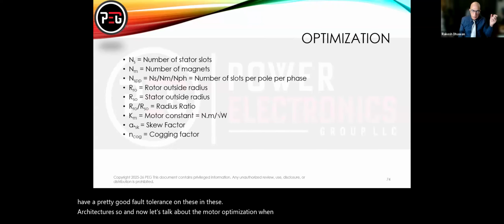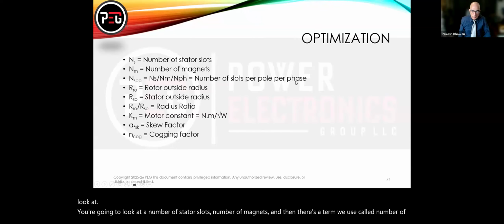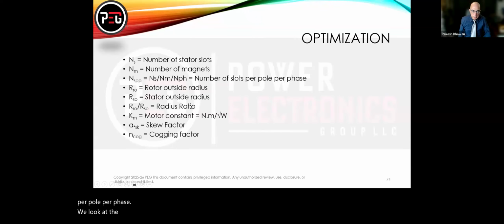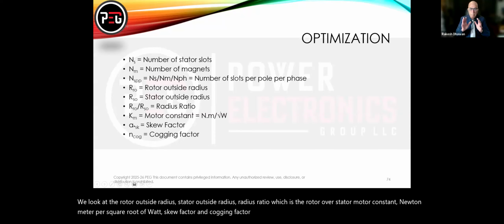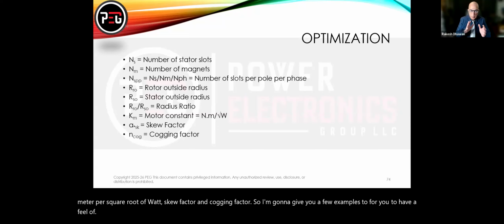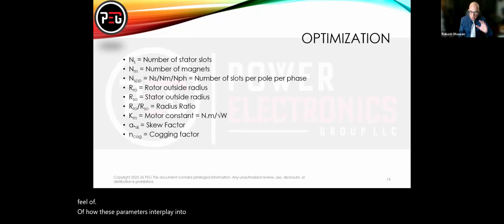So, and now let's talk about the motor optimization. When we look at the motor optimization, you're going to look at number of stator slots, number of magnets, and then there's a term we use called number of slots per pole per phase. We look at the rotor outside radius, stator outside radius, radius ratio, which is the rotor over stator, motor constant, Newton meter per square root of watt, skew factor, and cogging factor. So I'm going to give you a few examples for you to have a feel of how these parameters interplay into optimizing a motor design, just to get an idea of what a good motor looks like.